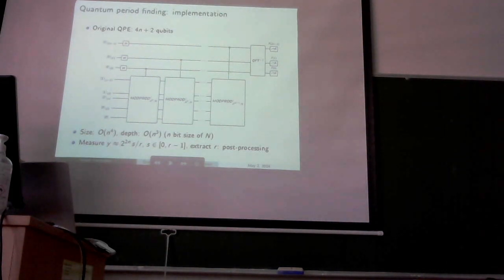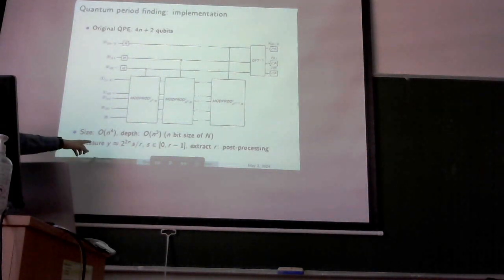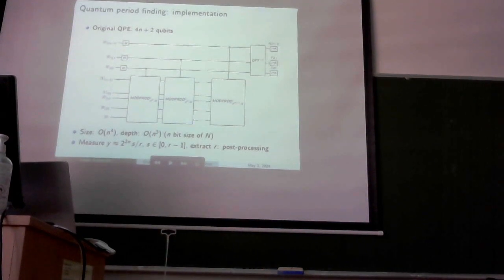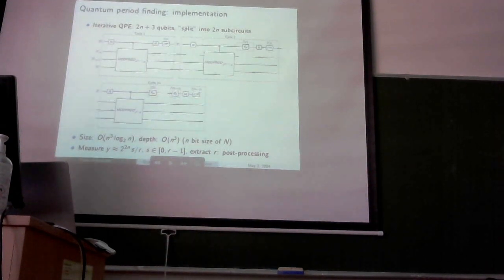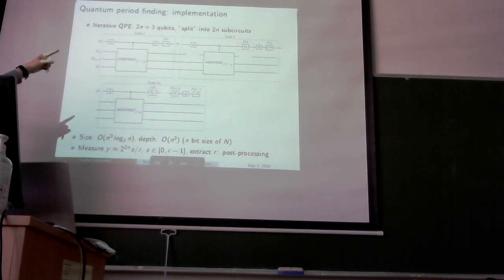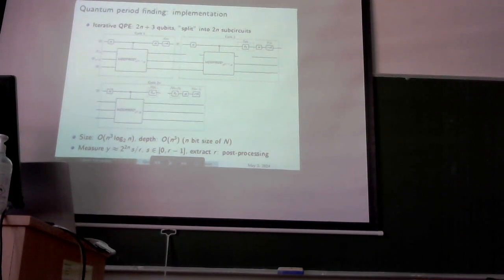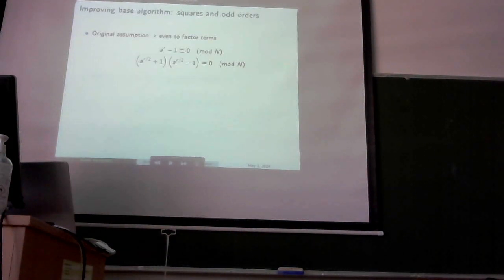In this quantum phase estimation procedure, we are measuring again a power of 2 times the phase, and the extraction of R is, as I mentioned before, by post-processing. If we take advantage of iterative phase estimation, we reduce the size of this particular implementation to 2n plus 3 qubits, and we are again splitting the circuit into 2n cycles. The idea is the same. The size gets an improvement because of particular properties of the semi-classical QFT, and again the procedure is the same, extracting R through post-processing. This is the idea.